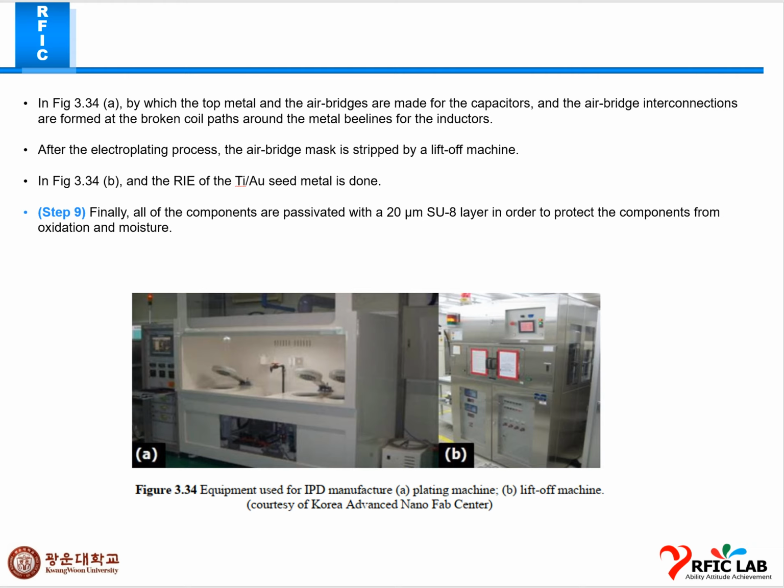In the first figure, the top metal and air bridges are made for the capacitor, and the air bridge interconnection is performed at the broken coil path and round metal for the inductor. After the electroplating process, the air bridge mask is stripped by the lift off machine. In figure B, RIE and TiAu seed metal removal is done.